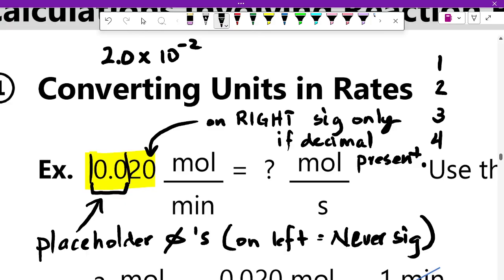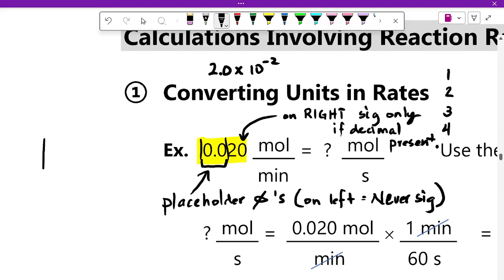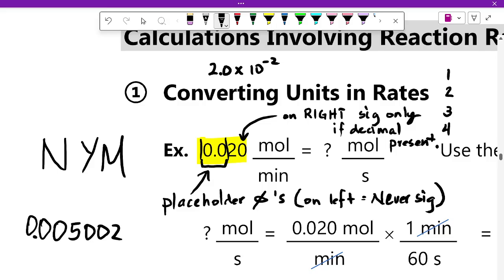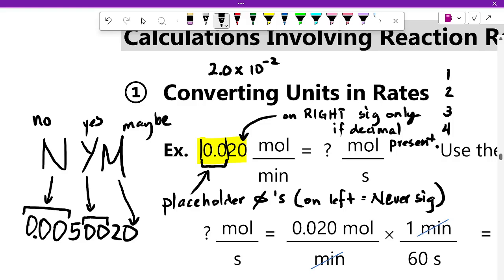If you have trouble remembering it, I like to use the mnemonic NYM: no, yes, maybe. So 0.005020. No, yes, maybe. If you have zeros in between non-zero digits, those are always significant. So yes, they are significant.